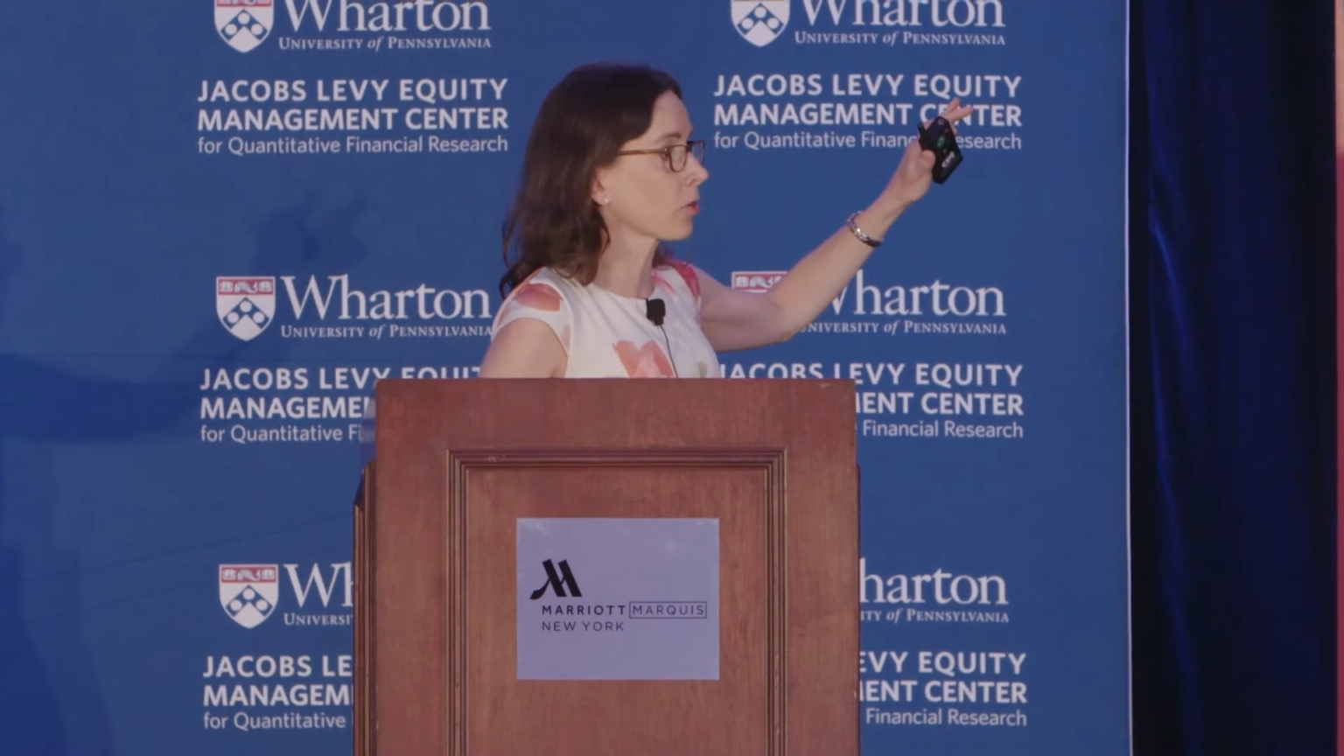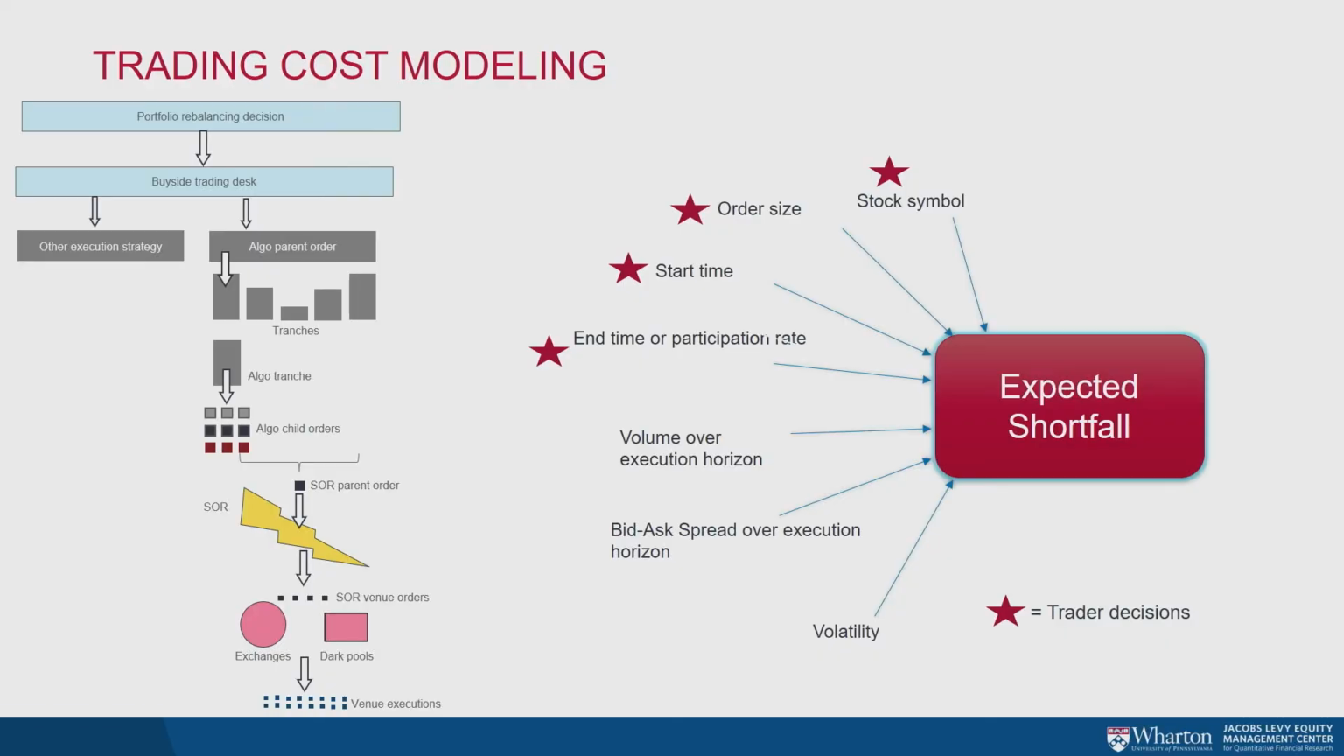Then you can drill down into the whole space of execution analysis. I'm not going to bother to go through it because it's completely beyond the purpose here. But an algo then is going to make some decisions about how am I going to spread out the order over time. Then all of these tranches in order are going to be handed over to smart order routers. They're going to make decisions about which particular venues to execute on, et cetera. And so it's a very complex system.